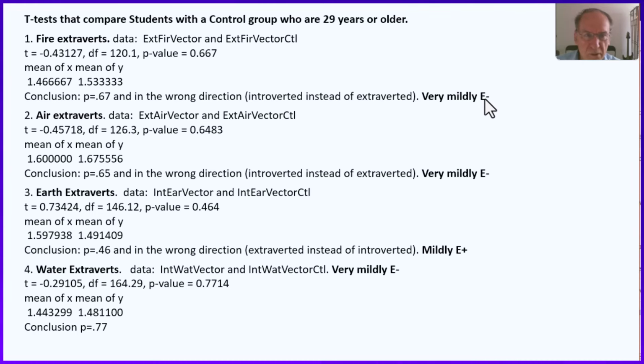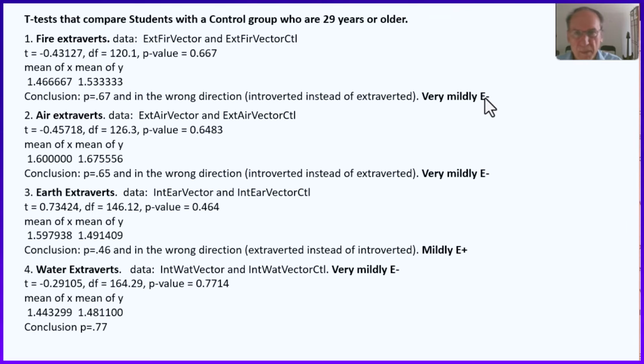E minus means introverted, not extroverted. They're scoring minus on what's called the E scale, extraversion-introversion scale. So to summarize, when we use people who are 29 years or older, it's probably a random fluctuation, but maybe mildly introverted at best.